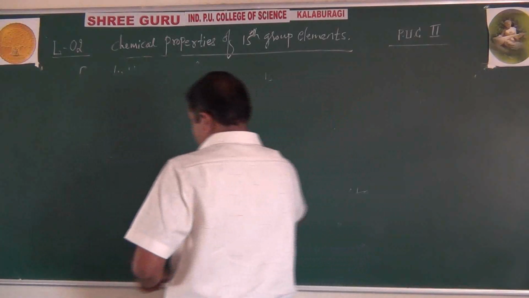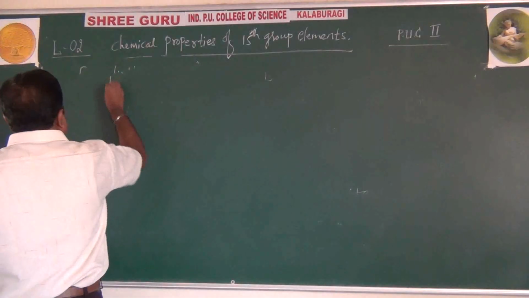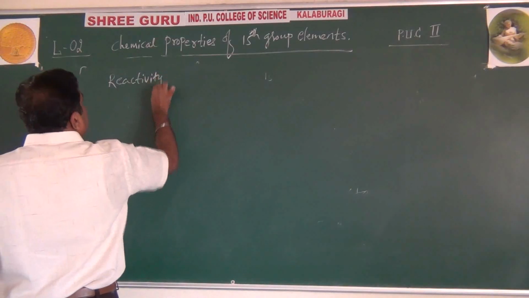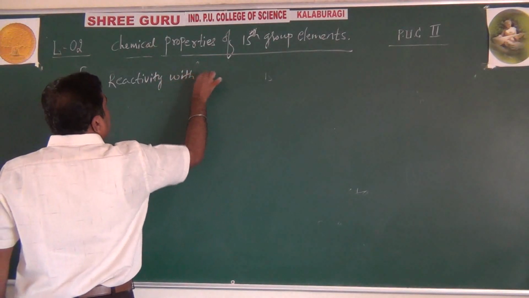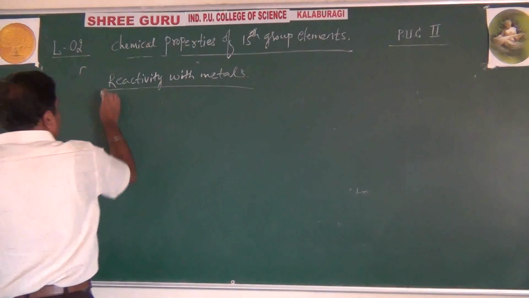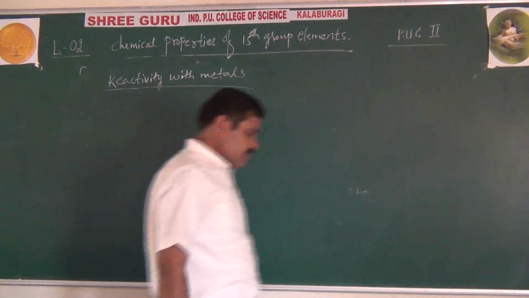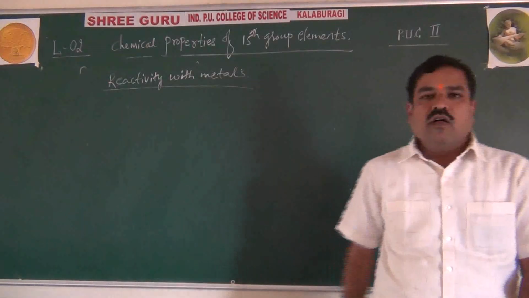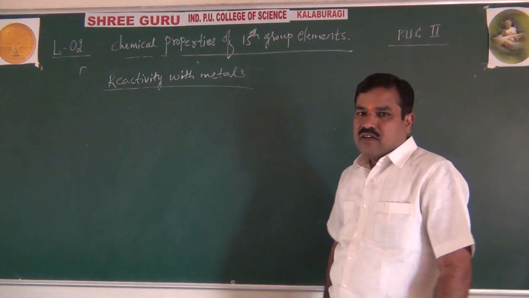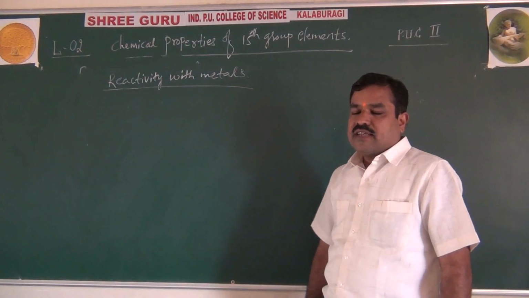Then coming to reactivity with the metals. Lastly, reactivity with metals. The group 15 elements, nitrogen, phosphorus, arsenic, antimony, bismuth, react with metals also and form the respective binary compounds. What we call a binary compound.